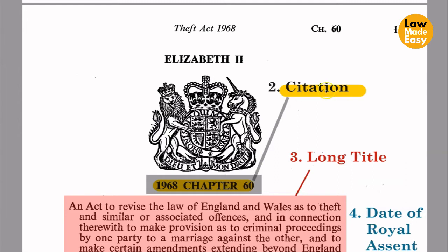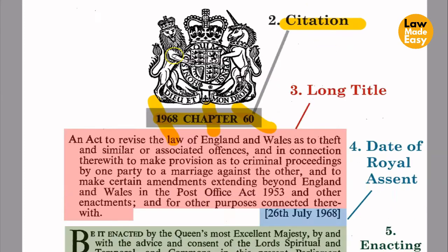The word chapter may be abbreviated, as we learned before, as C or CH. Number 60 is a chapter number, and it tells us that this is the 60th statute passed in the year 1968. As you can see in the top right hand corner of the statute, chapter number can be abbreviated as CH60. And that takes us nicely to the third point, long title.